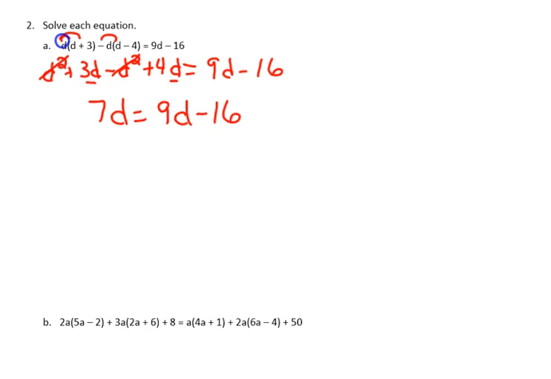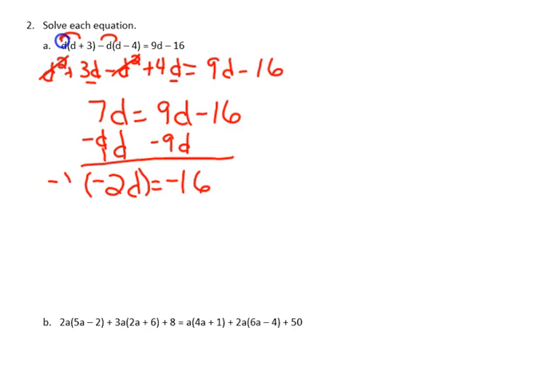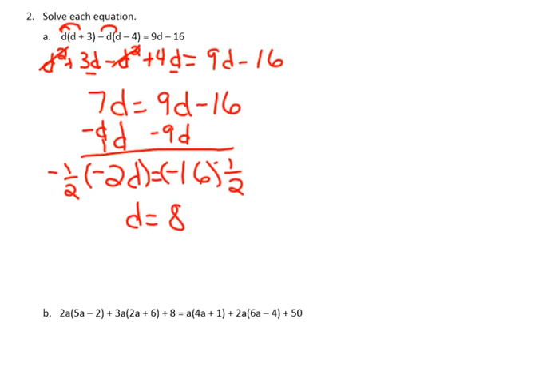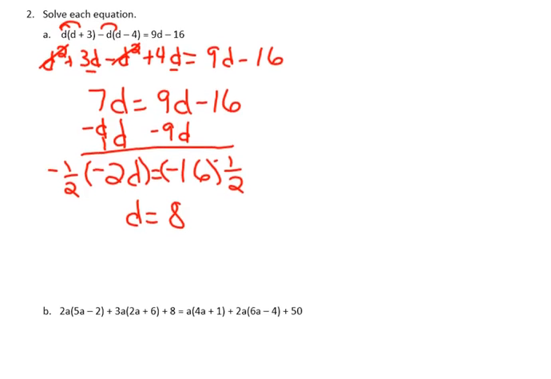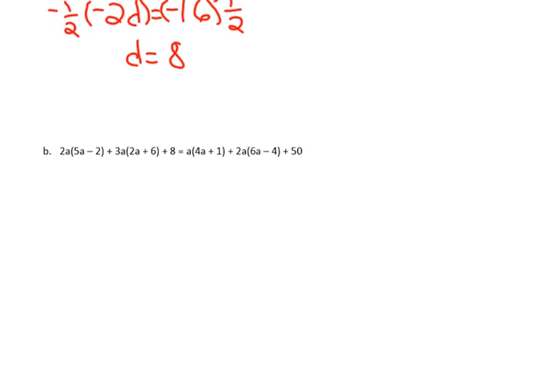equals 9D minus 16. I have variables on both sides, so I have to get them on one side. So I'm going to subtract 9D. But 7 and negative 9 is negative 2D equals negative 16. Multiply by negative 1/2, because we really do need to do that, which gives me, I forgot the negative sign, gives me a positive 8. Okay, so a lot like what we did before, it's just we had these D squareds, but they ended up canceling each other out. Eventually, they're not going to cancel out, but we'll get there.